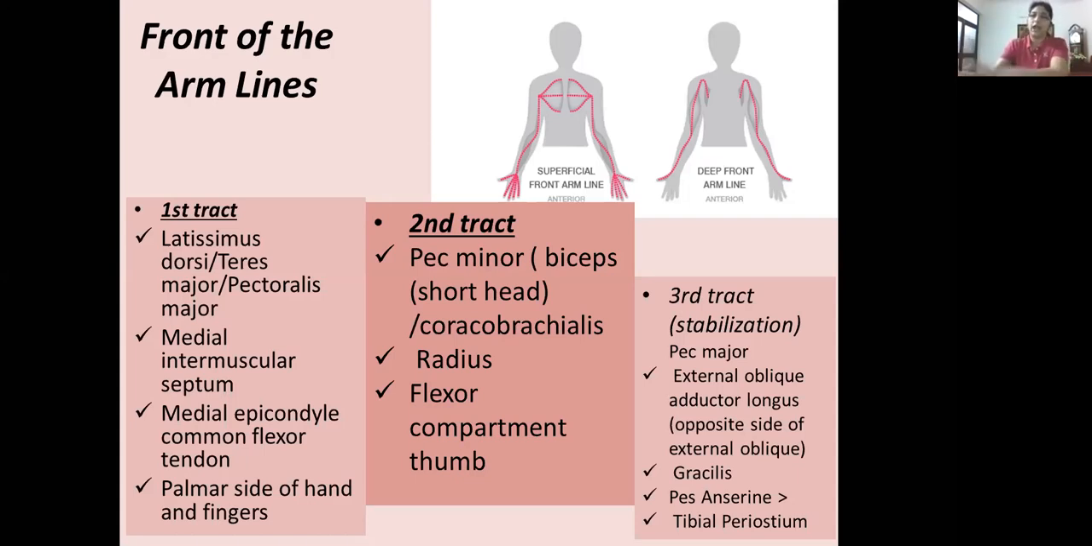And it also has a stabilization track from the central body. That is pectoralis major, external oblique, on this side adductor longus, gracilis, pes anserinus, and tibial periosteum. So these are the body fascial lines which are connected with the arm line.